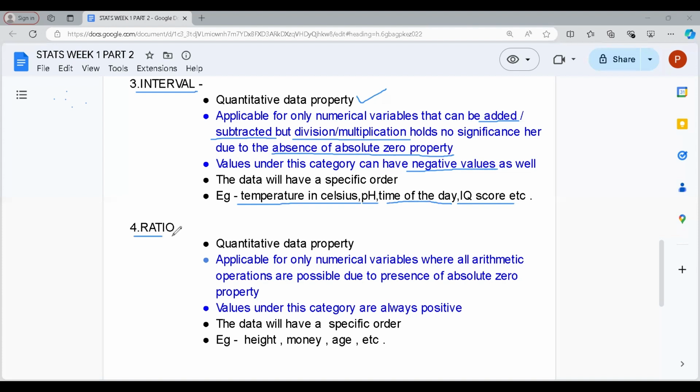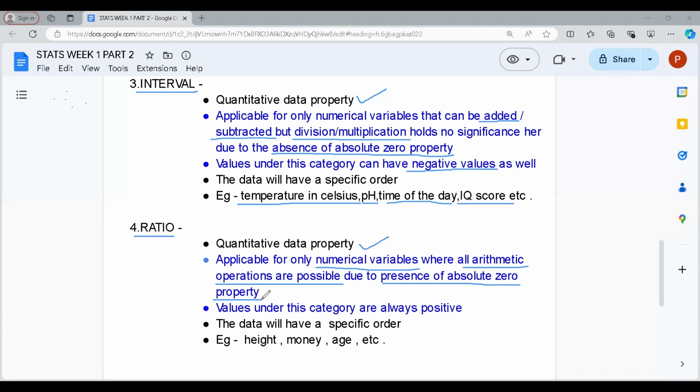Next, we have ratio scale of measurement, which is again having a quantitative data type applicable for only numerical variable. But again, we have a difference between interval and ratio, although both of them belong to the numerical variable category. In interval, we were only performing addition and subtraction. Division and multiplication were having no significance. But here, all arithmetic operations are possible, whether it's addition, subtraction, multiplication, or division. Why? Because of the presence of absolute zero property.